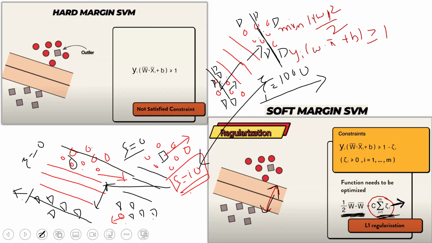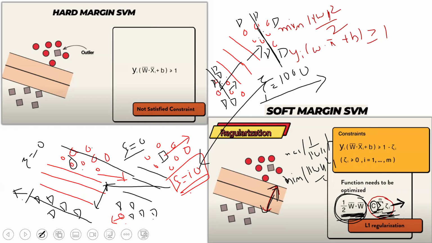So for that trade-off, you're introducing this value called C. This C decides what importance we need to give for the slack and what importance we need to give for the margin. So this is the margin parameter and this is the slack parameter. You want to maximize the margin and minimize the slack. Maximizing the margin is nothing but maximizing 1 by W, that turns down to minimizing W square by 2.